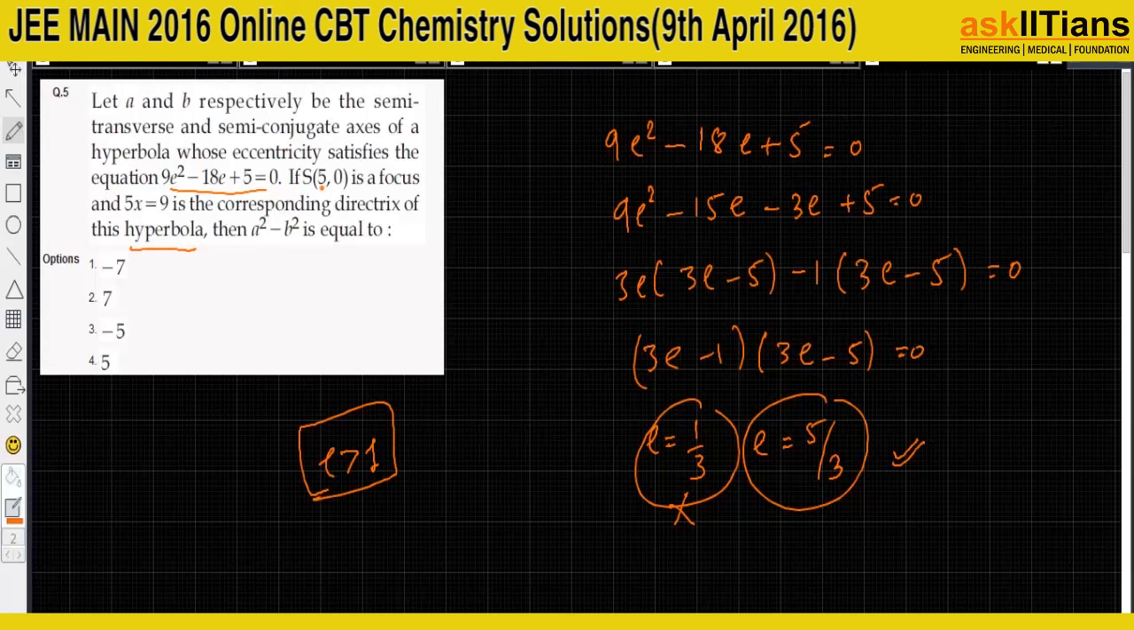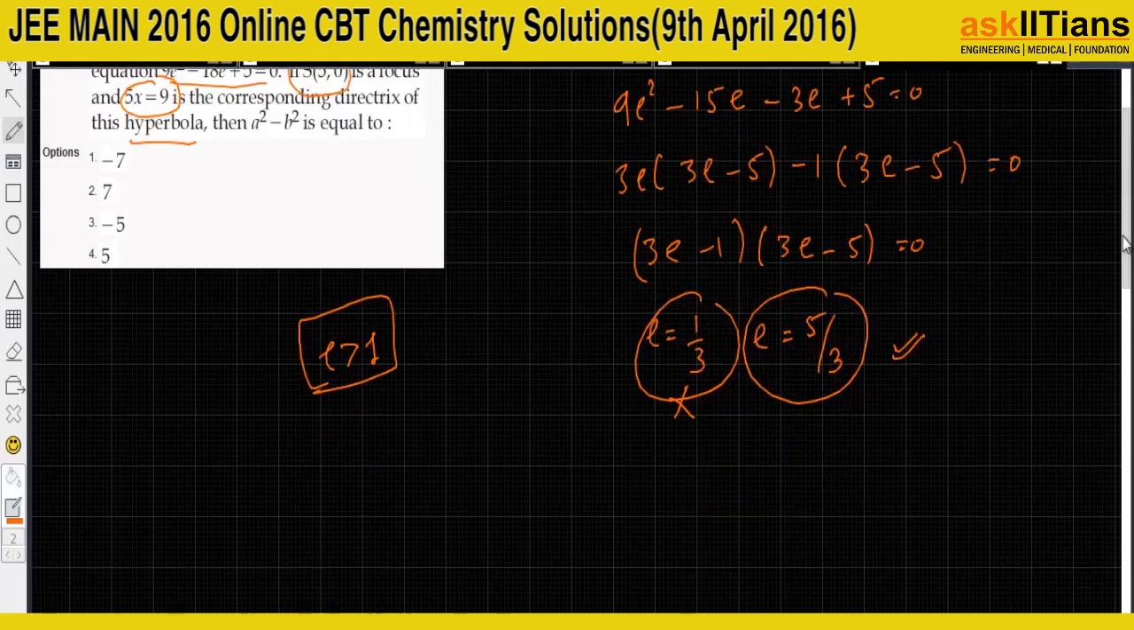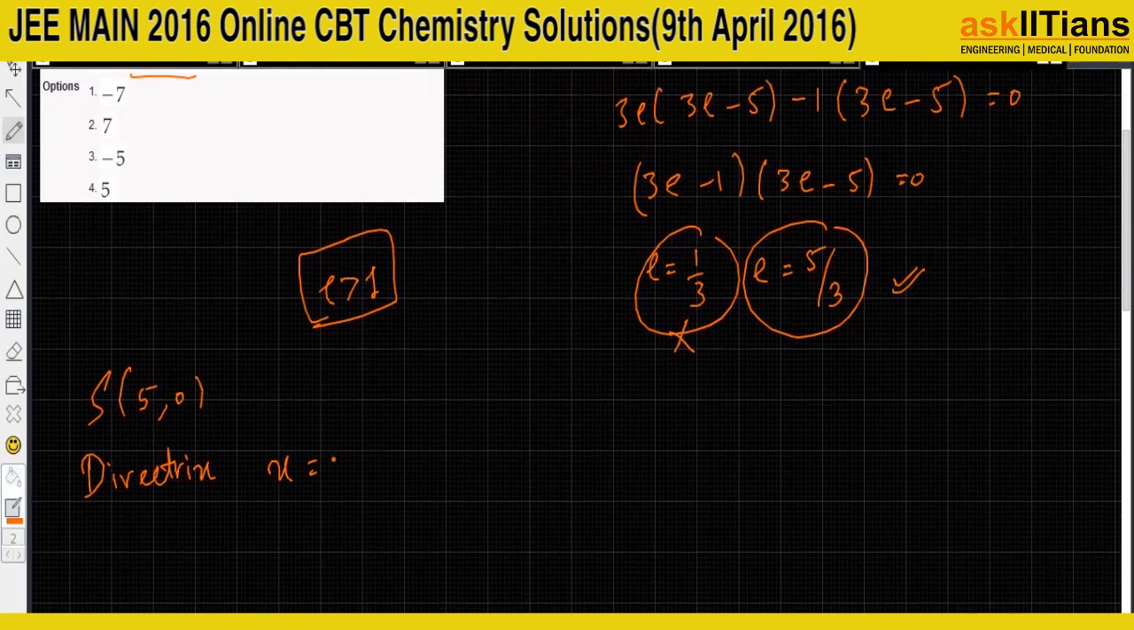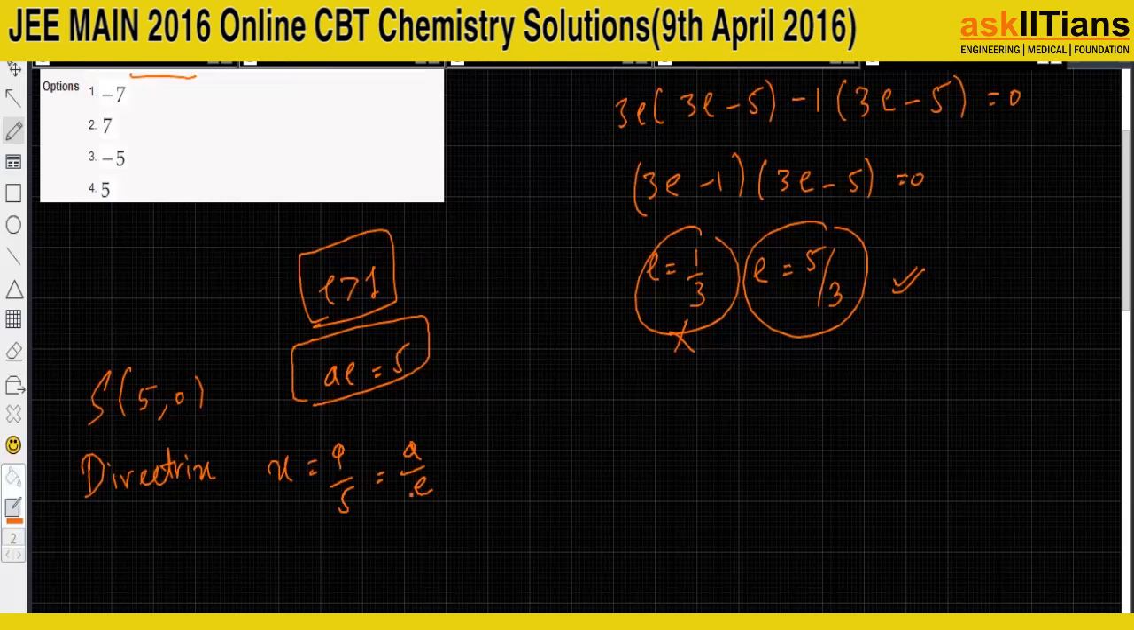We got the value of e. Now S, which is one focus, is (5, 0), and the directrix is also given. The corresponding directrix is x equals 9 by 5. So the focus is (5, 0) and the directrix is x equals 9 by 5, right? So for the directrix, we know that this is a by e, and ae is equal to 5, right? And we know the value of e also. e is 5 by 3. So from any one of these equations we can find out a. So a will come out to be 3.